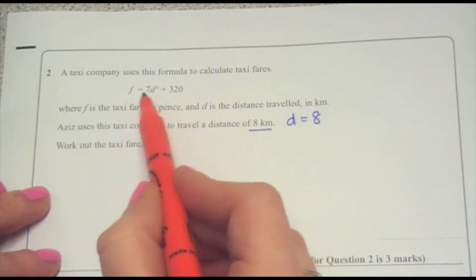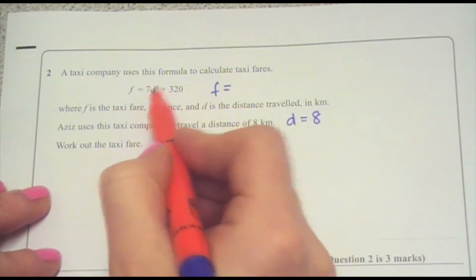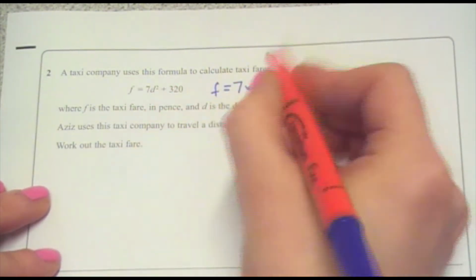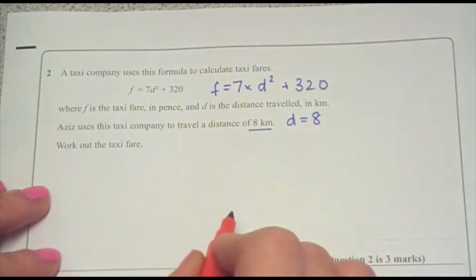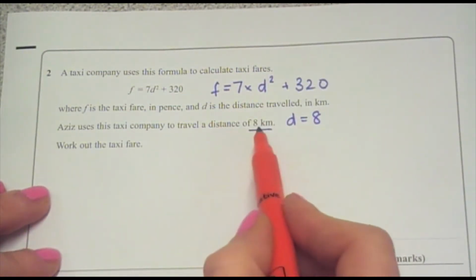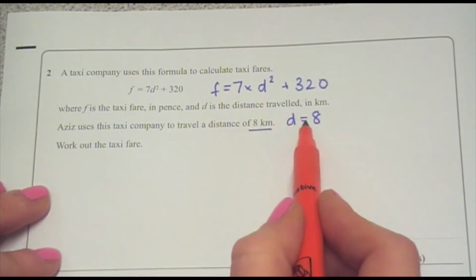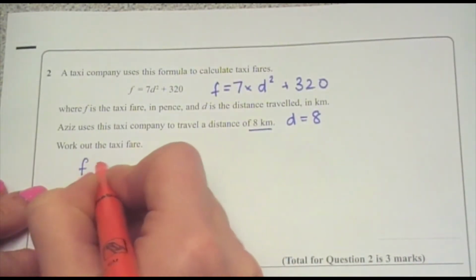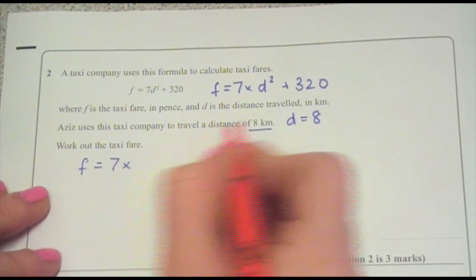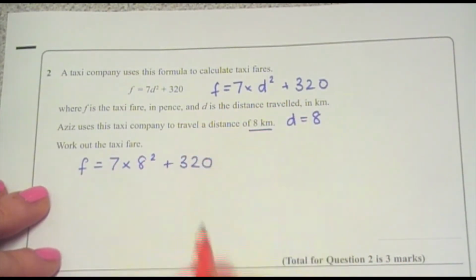Now this formula says that the taxi fare, F, is equal to 7 times the distance travelled squared plus 320. In the question, it tells me the distance is 8 kilometres, so I know that D equals 8, and I'm going to have to substitute D equals 8 into this formula. So if I substitute, I should have that F equals 7 times 8 squared plus 320.